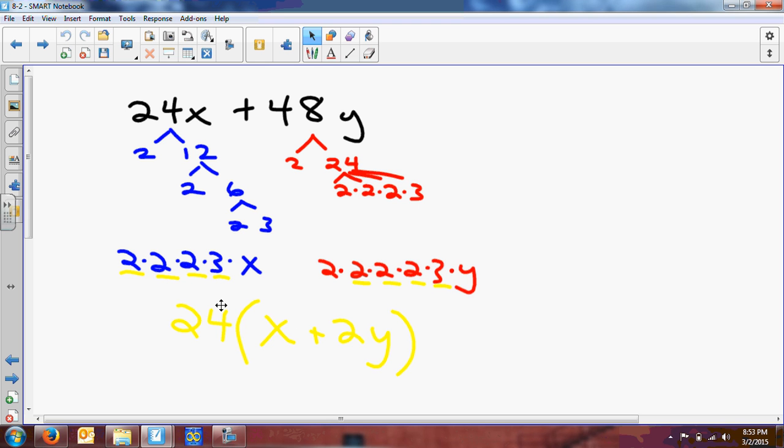Now, to double check, you can always distribute. 24 times x gives me 24x. 24 times 2y is 48y, so we're in good shape. This doesn't always work because it won't tell you if you brought everything out. And if I would have missed the 3's and only brought out an 8, 8 times 3x and 8 times 6y, it'd still give me my answers. But it's a pretty good way to kind of double check. It won't work every single time, but it'll get you close.